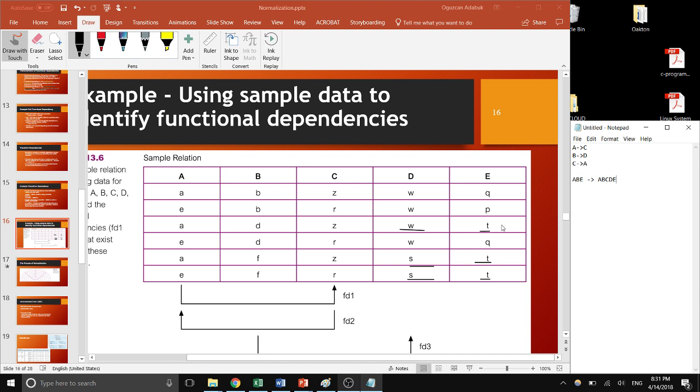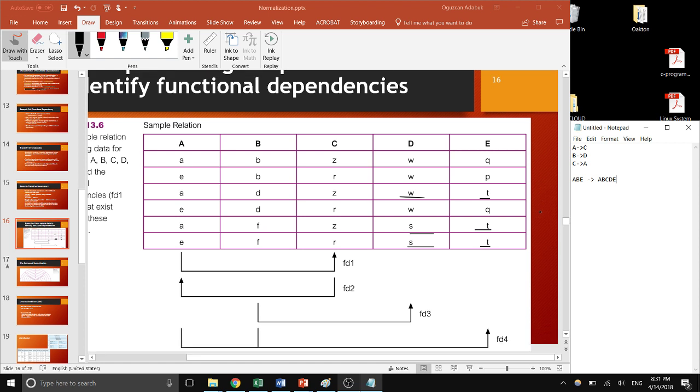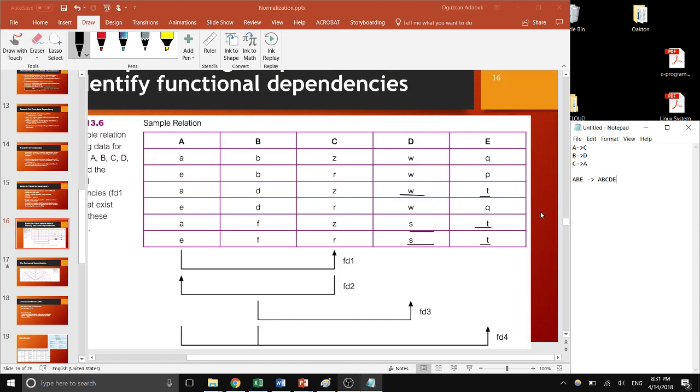But this is how you can actually break tables down and try to come up with some functional dependencies, and then create your own keys for decomposed tables.